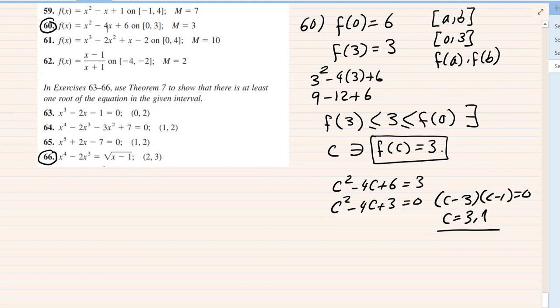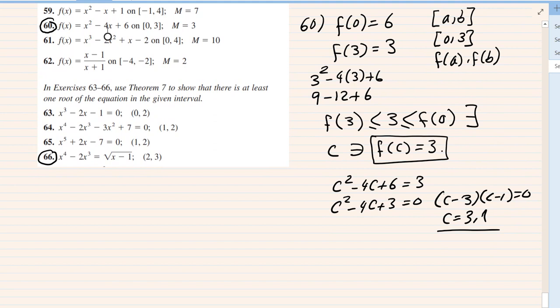Let's try to do number 66. Okay, let's try number 66. Now in number 66, we want to show that there is at least one root, meaning one solution. So that means we're now looking for opposite signs for f at a and f at b in number 66.